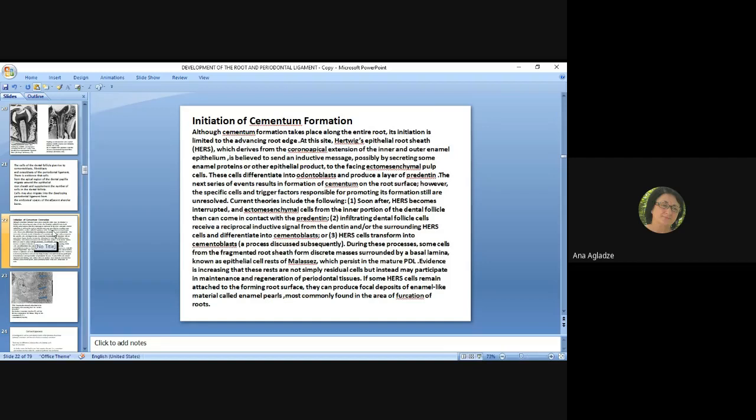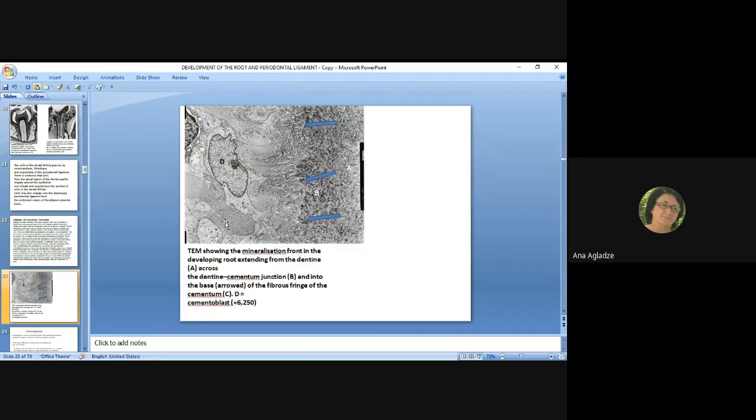Now about cementogenesis, here, what is it? It is showing mineralization. No, cementogenesis.